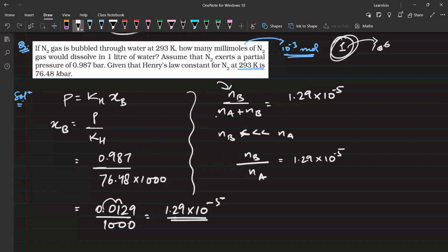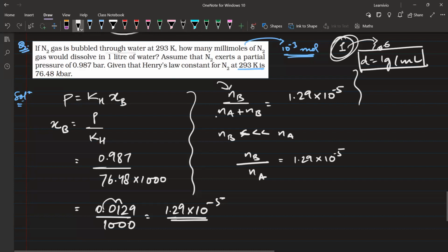Now, what is the amount of solvent we are having? They are saying 1 liter of water. One more thing that you should know here is the density of water, which is equal to 1 gram per mL. This is something that you should remember, like you remember the boiling point and freezing point of water. If 1 gram per mL, that means the mass of 1 liter will be equal to 1 kg. We are taking 1 liter of water, that means 1000 mL, 1000 mL means 1000 grams, 1000 grams means 1 kg.